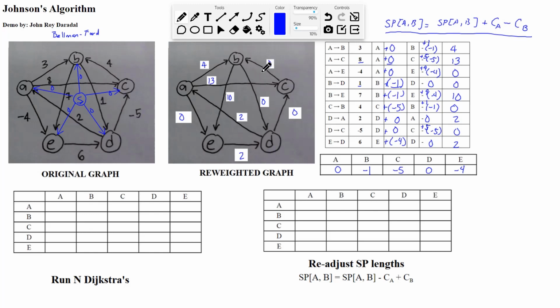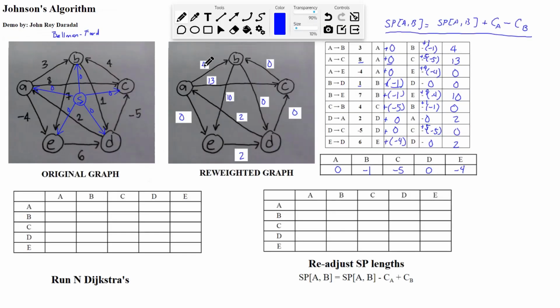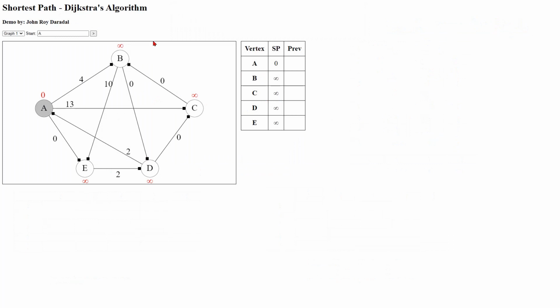Okay, so let's see that here. So I've placed the reweighted graph here, right? So 4, 13, 0, 10, 2, 2, 0, 0, 0. Let's check if that's the same. So 4, 13, 0, 10, 2, 2, and then triple zeros here. So this is the same. So let's run Dijkstra's starting at A.